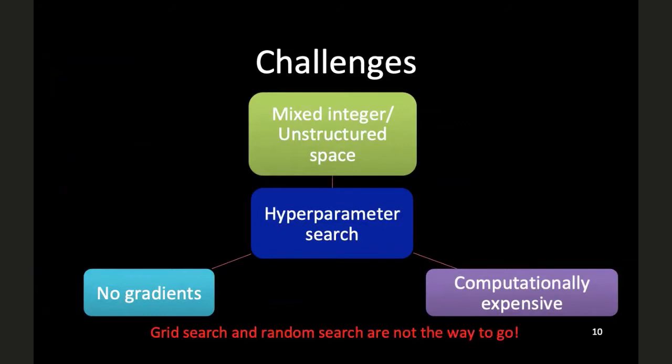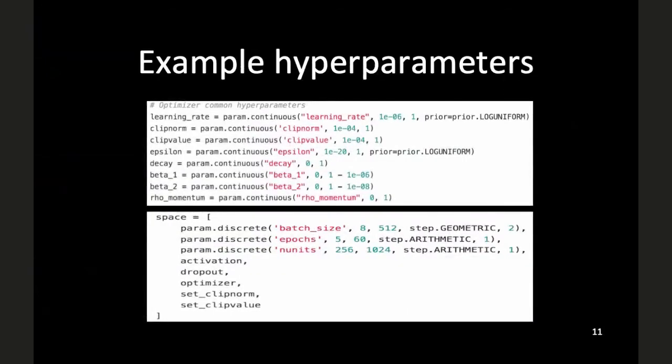Some of the common methods people use, grid search and random search, are not particularly the way to go. If you are dealing with fewer parameters, and if you know those parameter ranges very well, if you have already identified good values, then this is good. Grid search and random search are okay, but otherwise you need a sophisticated algorithm to address this problem.